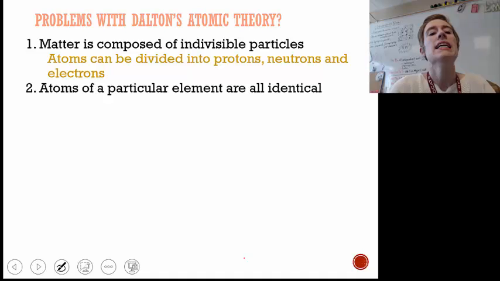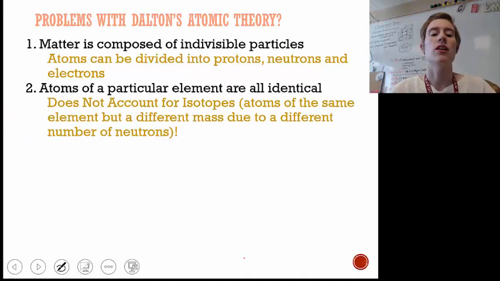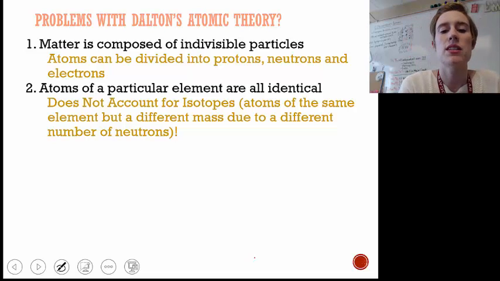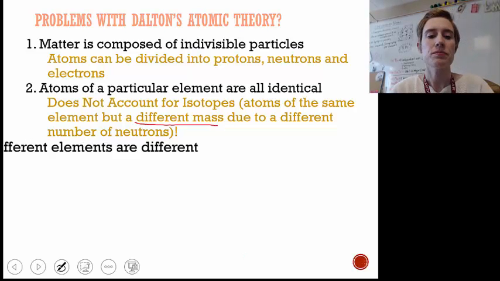Okay, number 2. He said atoms of a particular element are identical. Also wrong, because of isotopes, which we'll talk about later in another video called isotopes. But basically all you need to know is that atoms of the same element, so like all hydrogen atoms, they're not exactly the same. Remember, they slightly differ in their masses. All of it, anything I'm saying right now should be on your notes. So atoms of a particular element are all identical. Dalton got that wrong because atoms of the same element have different masses.